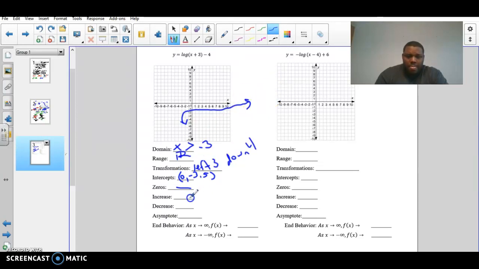It's out there. Increase. How we talk about increasing and decreasing: you've got to look at the graph from left to right. So from reading the graph from left to right, this is an increase, guys. We start at -3, in terms of x values, and it continues infinitely to positive infinity. It just continues to increase. There's no decrease.